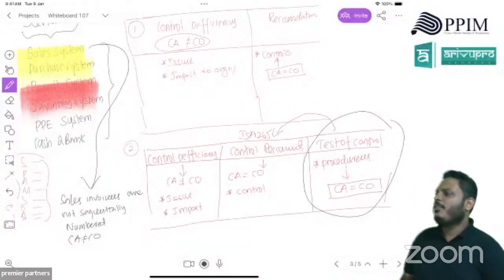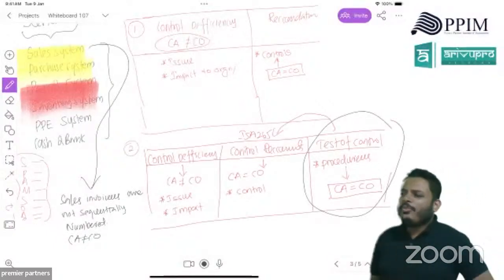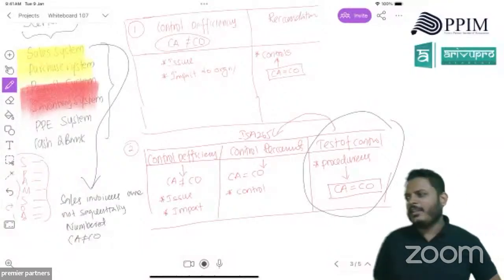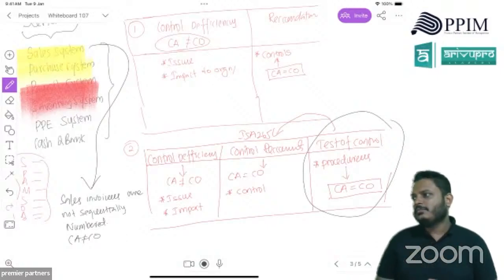Venkatgiri: Sir, for test of control, do we need to write all three? One. If you feel that you have time, try to write all three together. That gives more weight.